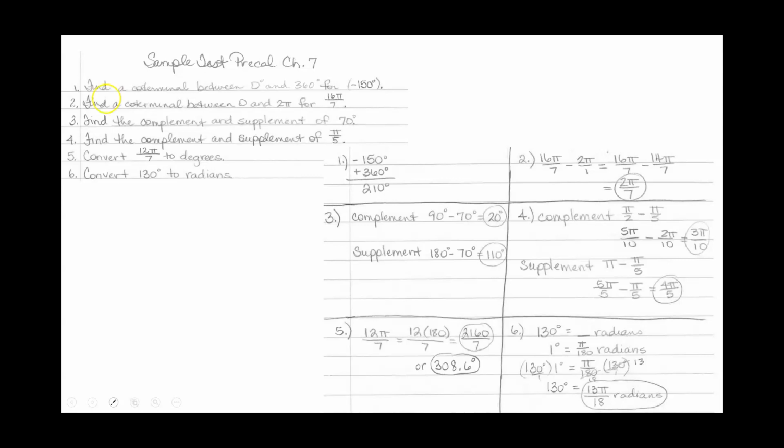So let's start with number 1. For number 1, it says find a coterminal between 0 and 360 for negative 150. And then for number 2, find a coterminal between 0 and 2 pi for 16 pi over 7.